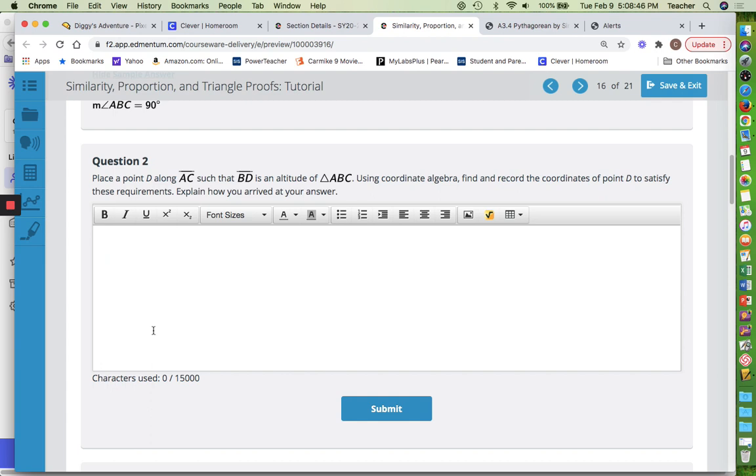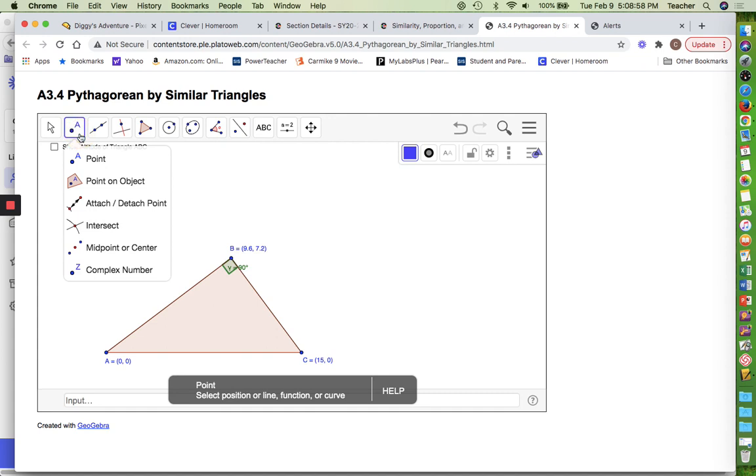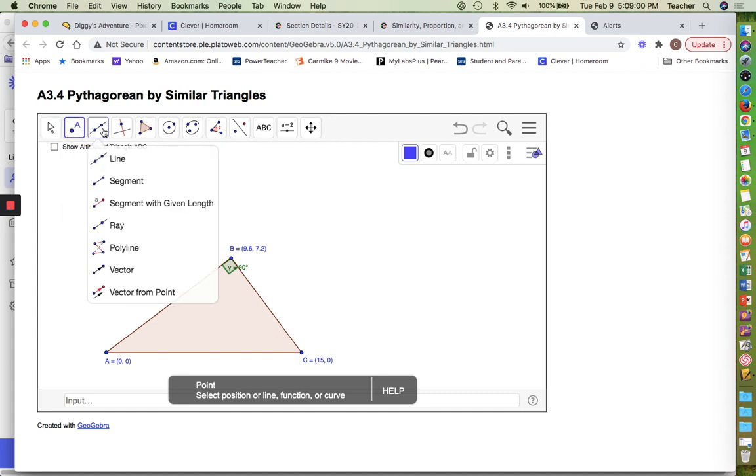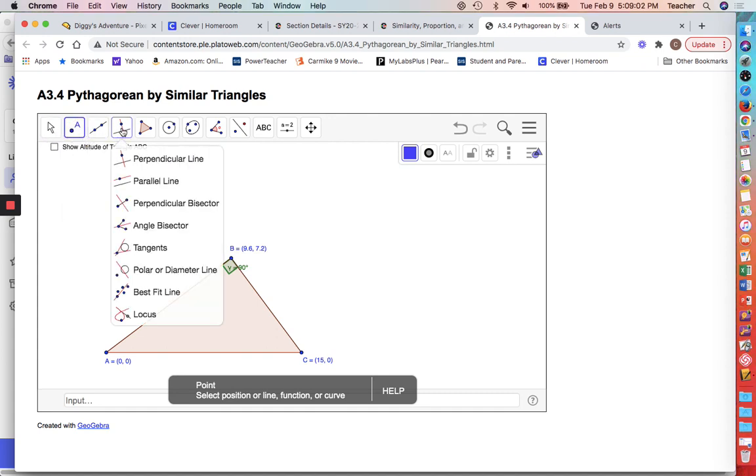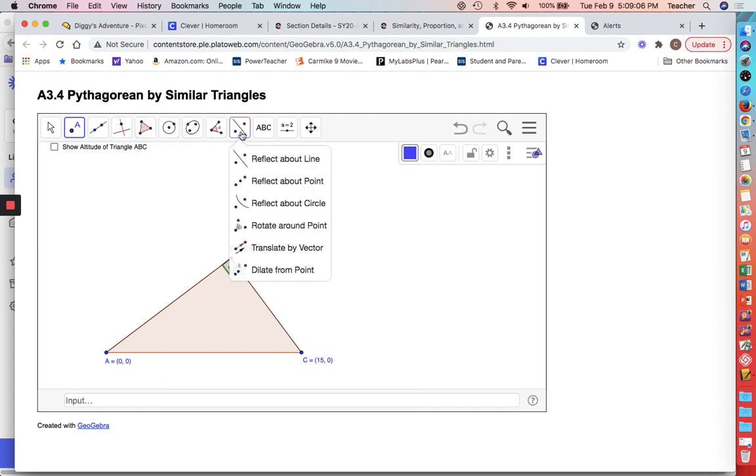Place a D along AC such that BD is an altitude. I need an altitude. So I gotta have an altitude here. You know, I've never done this one before. Let's see if they will have altitude on here somewhere. Altitude and height are basically just the same thing. Doesn't have one. I don't see altitude anywhere.